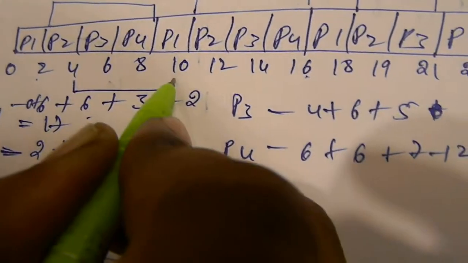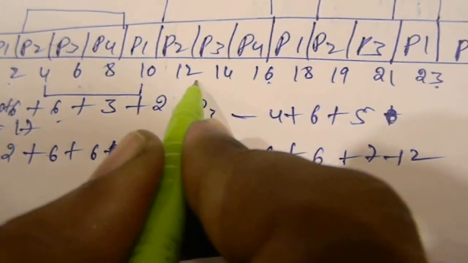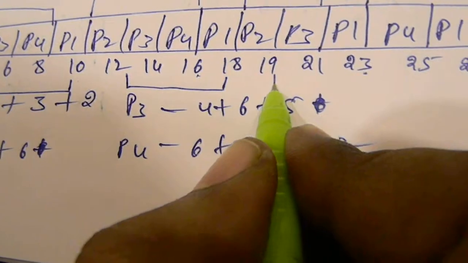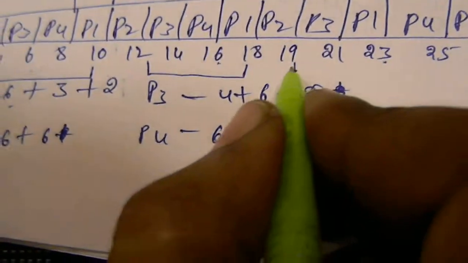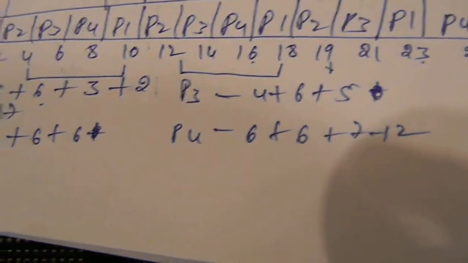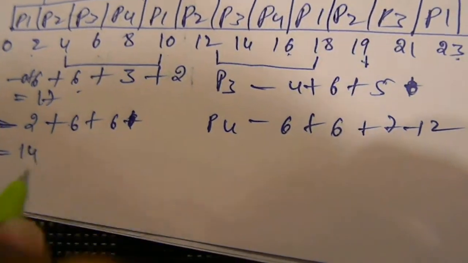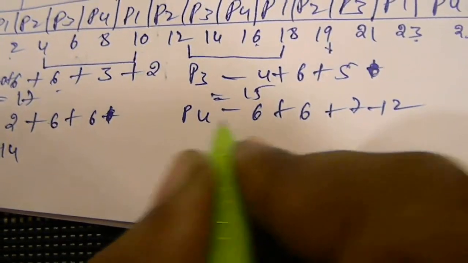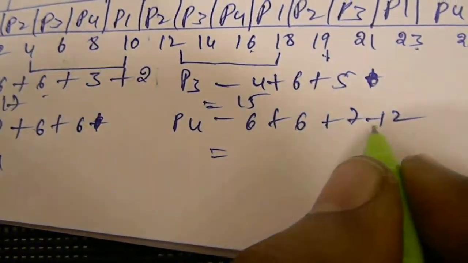P2 at start waits 2 milliseconds, and from 4 to 10 6 milliseconds, and from 12 to 18 6 milliseconds. After 19 it completes the execution. That means 12 plus 2 is 14. Like this, P3 waits 15 milliseconds and P4 waits 21 milliseconds.